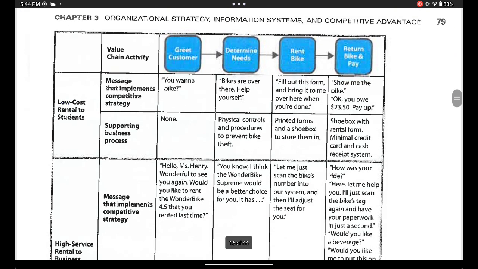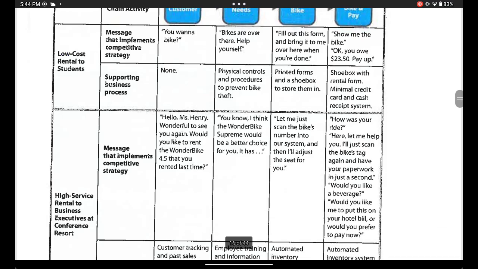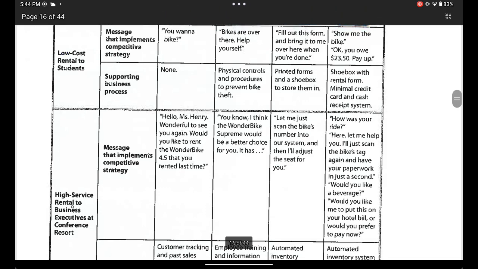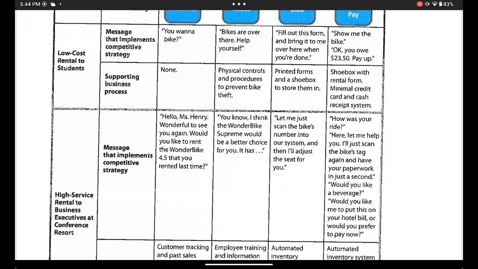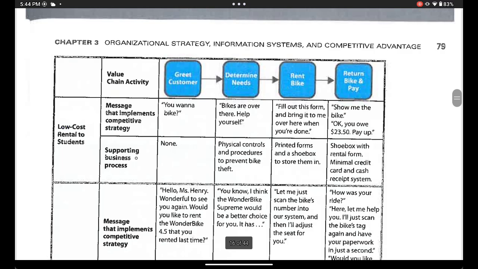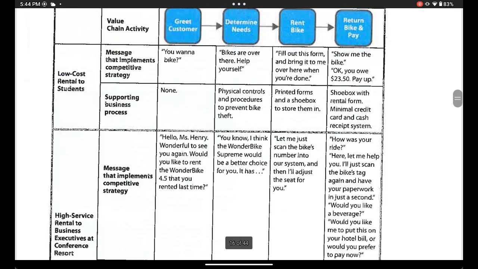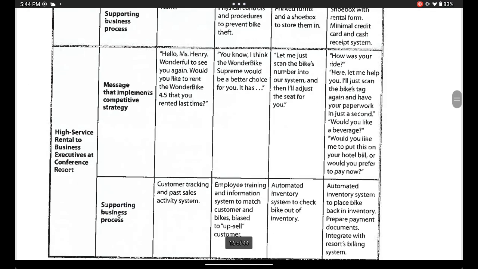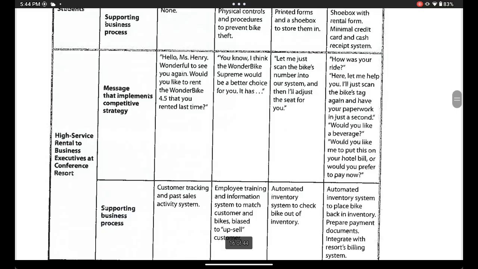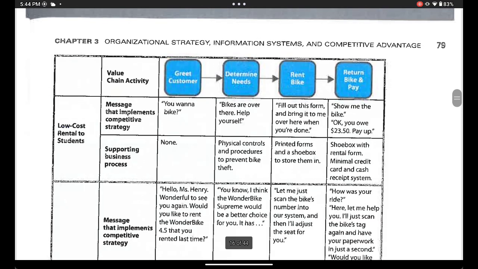Now, value chain activity. These are the two approaches: the cost approach or the differentiation approach. The cost approach, as you can see over here, has not much supporting activity because you're keeping costs as low as possible. But for the differentiation strategy, the supporting activity is actually quite high, right? You do a lot of stuff to make your product differentiated in the market. Over here, you're keeping costs as low as possible, so you can see how they do very little.